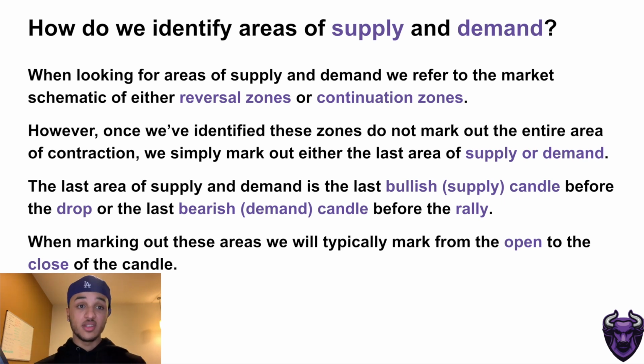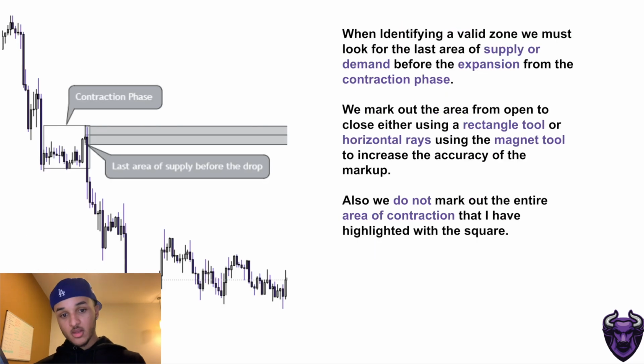And also, when we mark out these areas of supply and demand, we don't mark out the whole contraction phase. We just mark out from the wick to the wick of the last area of supply or demand. As you can see over here, we've got this area of supply that we marked out. There's a contraction phase that I've highlighted here with this rectangle, and then we see the expansion to the downside. However, we don't mark out the entire area of contraction. We just mark out the last bullish candle before we have the sell-off. As you can see, it was this area of supply.